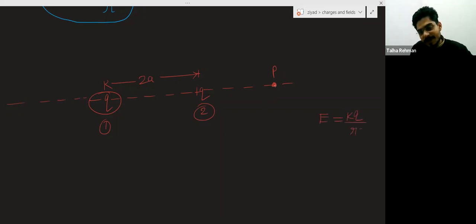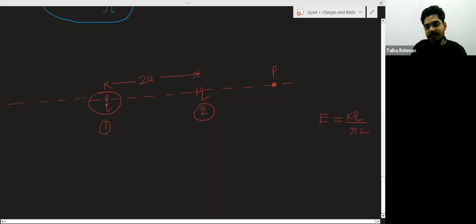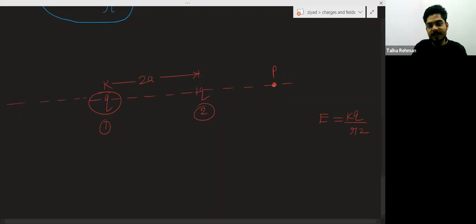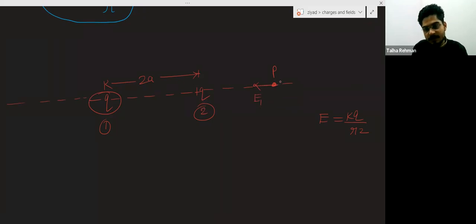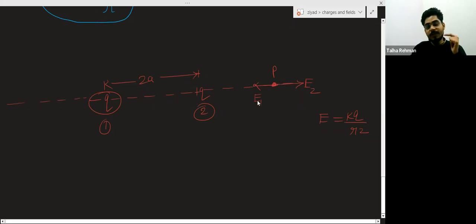KQ divided by R square. Okay, suppose due to this charge, because this charge is negative, what is the direction of electric field here? In this direction, E1. And due to this charge, the direction of electric field will be in this direction. So the net electric field will be E2 minus E1.